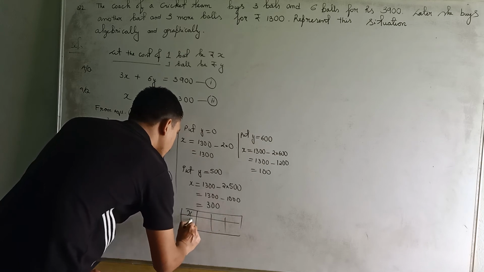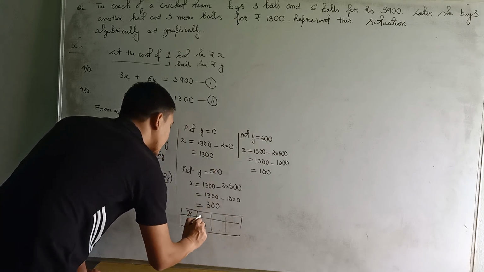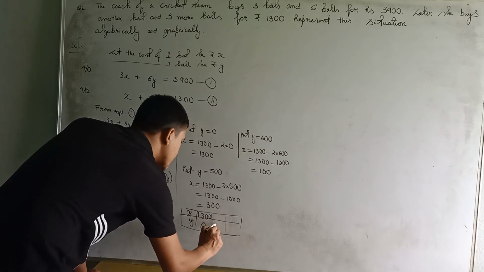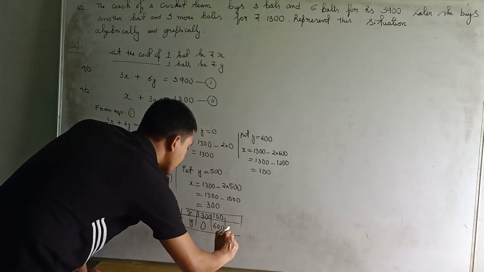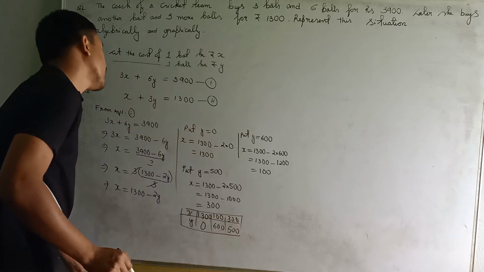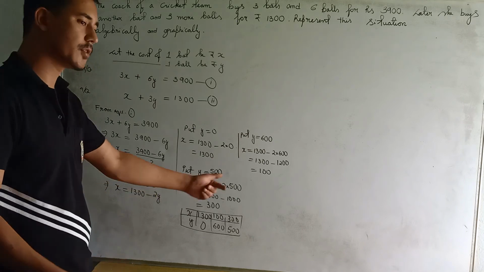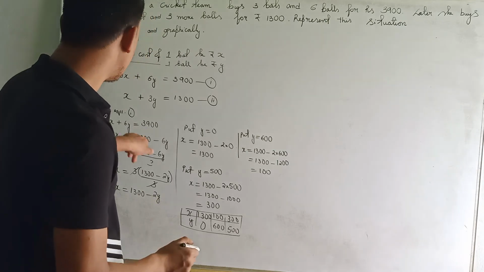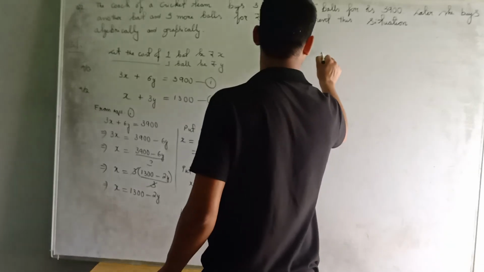So this is x, y. Your first y is 0 and then your x is 1,300. Your second y is 600 and then your x is 100. Your third y is 500 and then your x is 300. So in both the axes you can take the scale to be 100. 1 centimeter to be 100 units. Now let's go for the second equation.